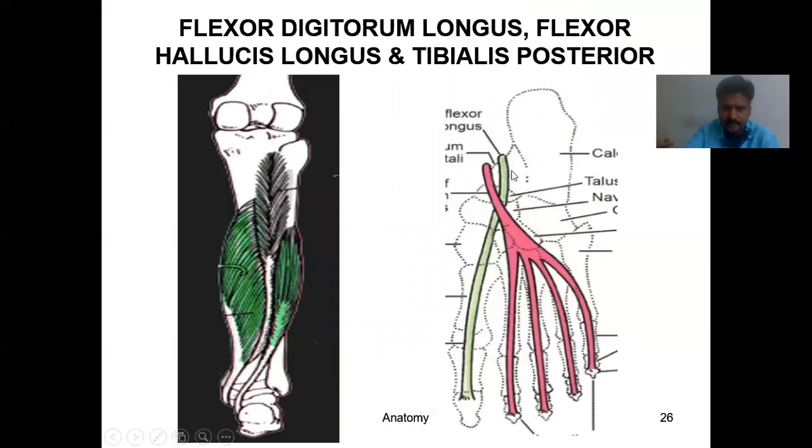So here, this is the area. You can see the two tendons crossing over in the sole of the foot. See the flexor digitorum longus, and this is the flexor hallucis longus. You see the bulk of the flexor hallucis longus. That is the reason the flexor digitorum longus receives slips from the flexor hallucis longus. What are those slips called? Turner's slips.